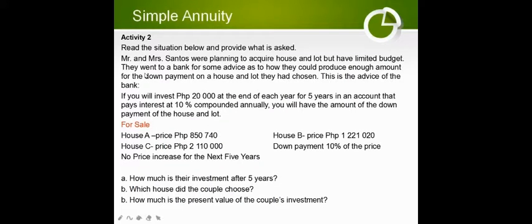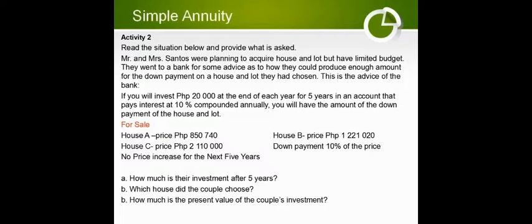Simple annuity. So let's have an activity for the simple annuity. Read the situation below and provide what is asked. Mr. and Mrs. Santos were planning to acquire a house and lot but have a limited budget. They went to a bank for some advice as to how they could produce enough amount for the down payment on a house and lot they had chosen.